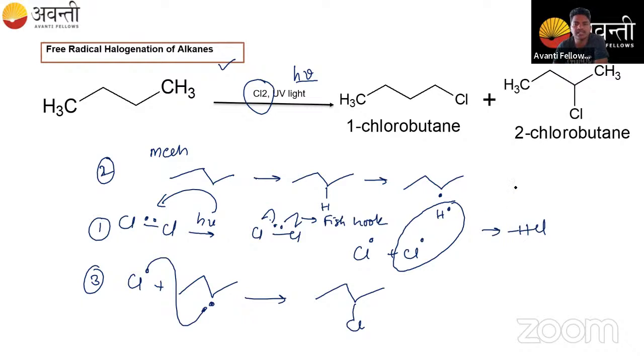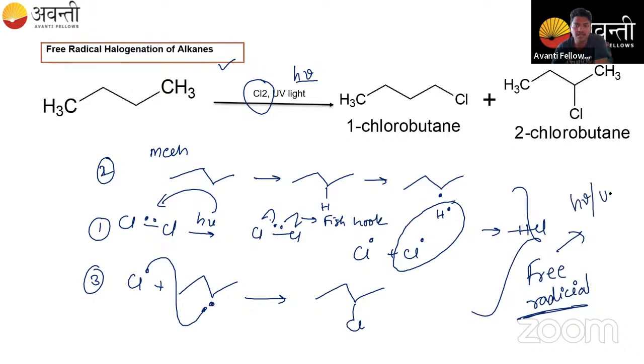So this particular mechanism is called what? Free radical mechanism. So how do we observe a free radical mechanism? We observe it from sunlight or UV light. Understood? Whenever there is any sunlight or UV light, you will undergo which mechanism? Free radical mechanism. So the first step is initiation, the second is propagation, and the third one is termination.